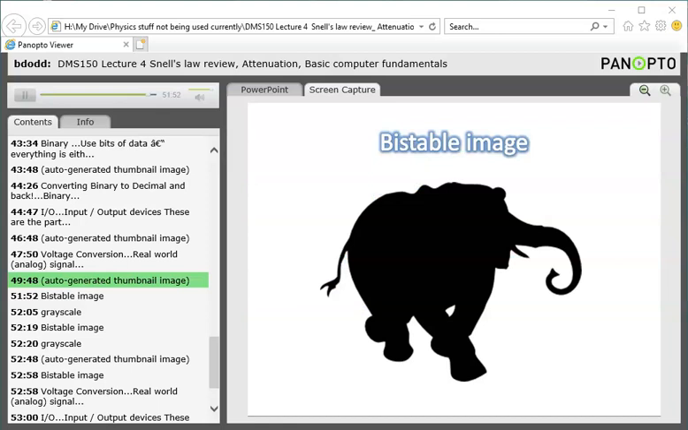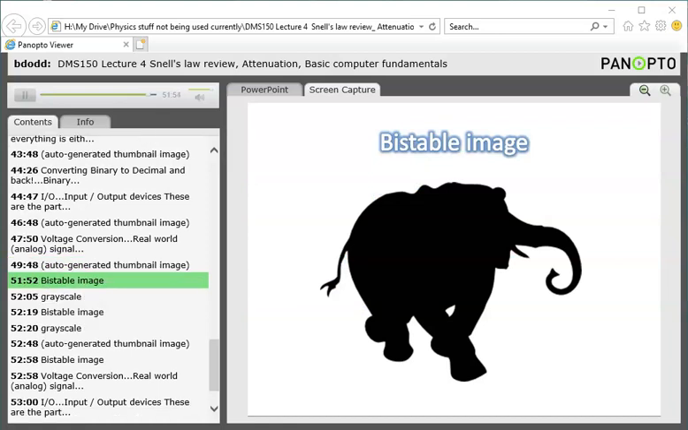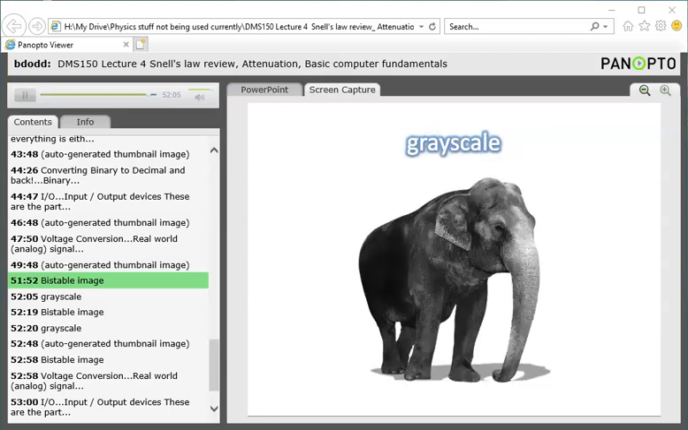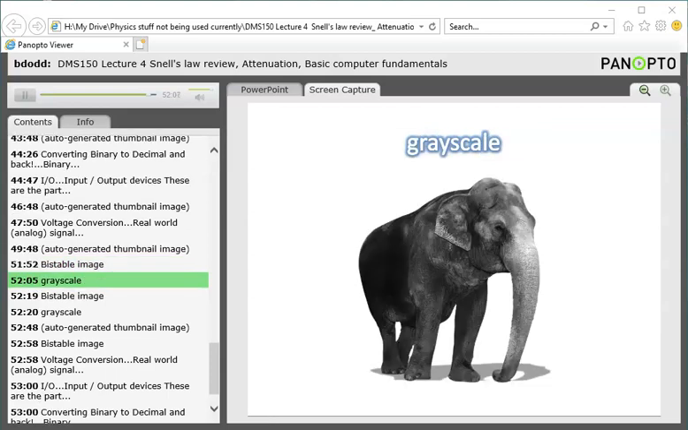Okay. So here's an example of a bistable image. We can still tell what it is, but everything is either black or white. Okay? So now I'm going to do a picture of something that has some bit depth to it. And this is the same picture in grayscale. Well, maybe not the same exact elephant, but you get the idea.